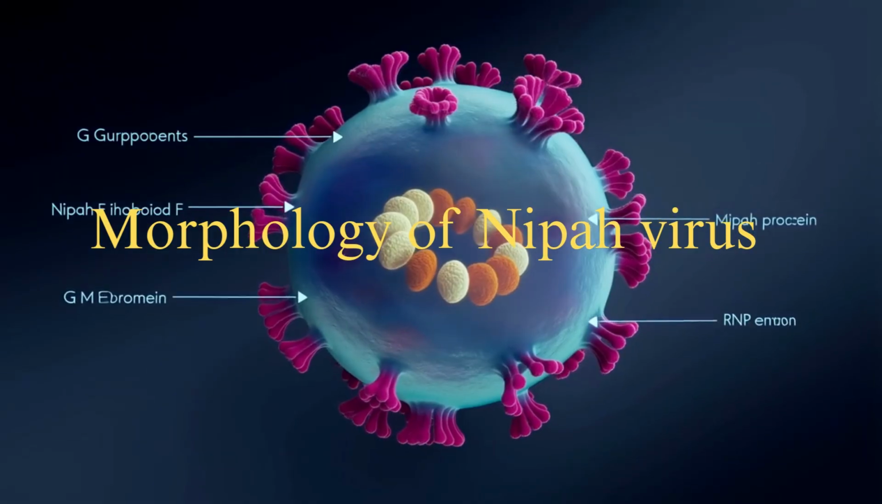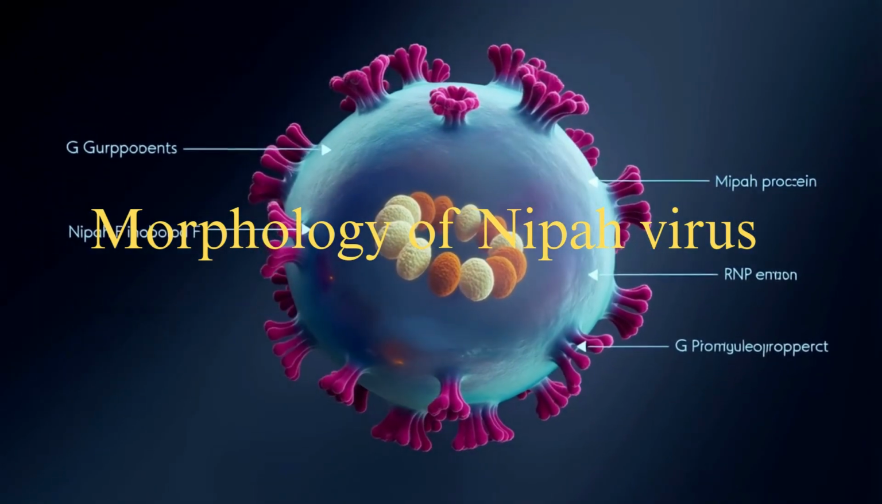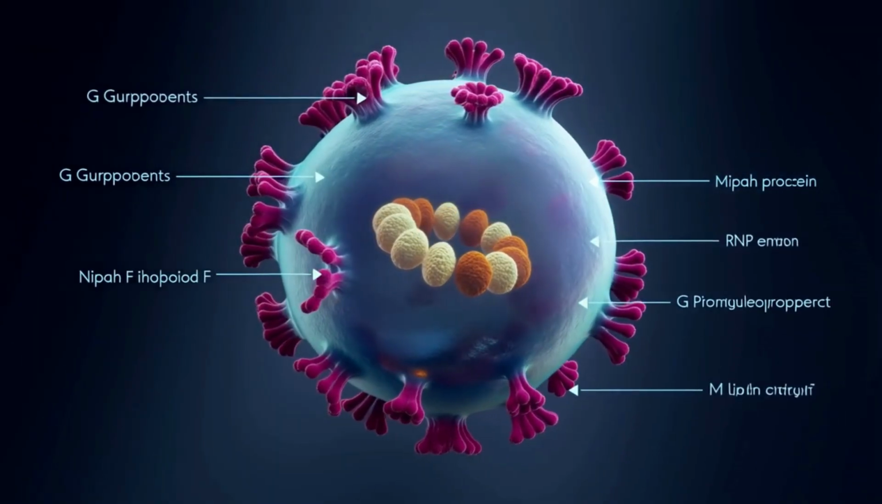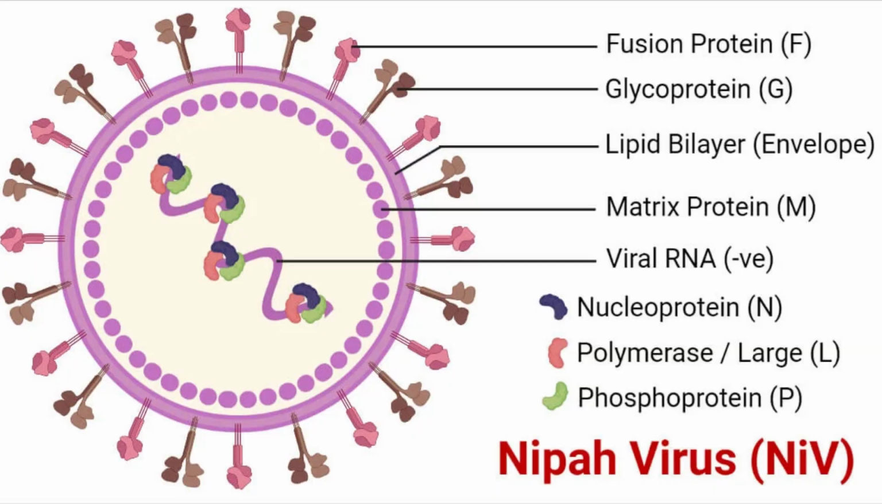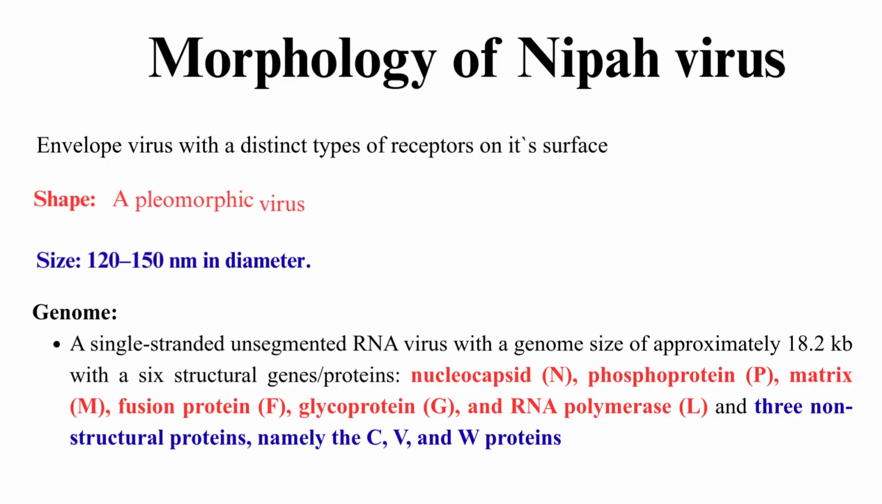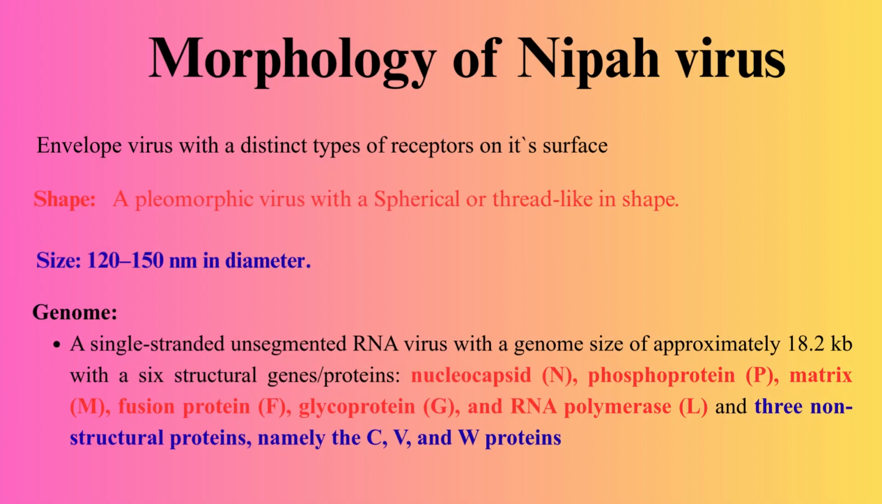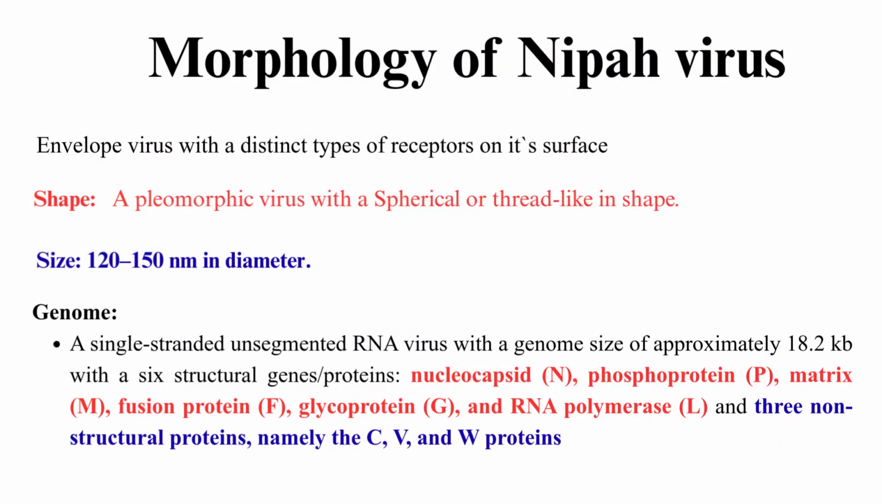Let's talk about the morphology or structure of the virus. You might be curious about the shape, size, and genomic structure of this virus. Hold your breath, I am explaining all these one by one. Let's discuss whether it is an enveloped virus or not. It is definitely an enveloped virus which possesses several projections on the surface of the envelope, that is G spikes and F protein, of which G proteins help in attachment to host cells and F proteins help in entry to host cells and fusion of infected cells.